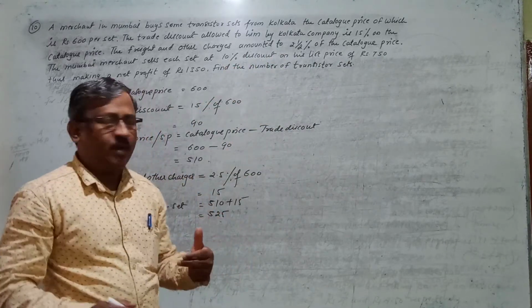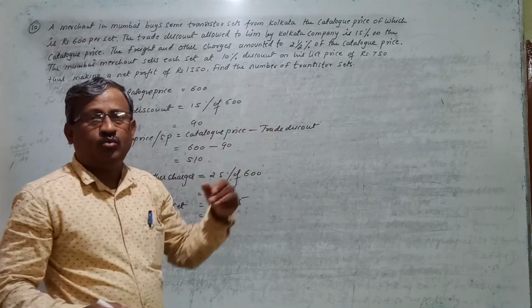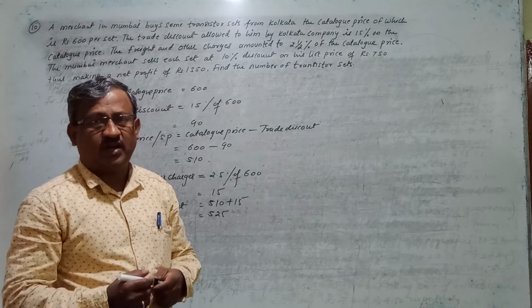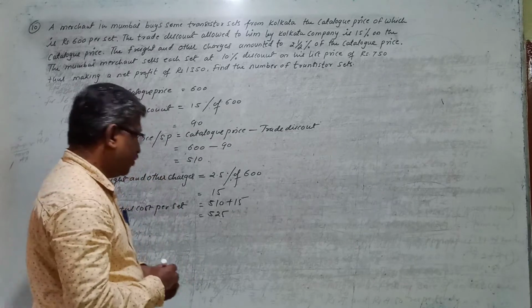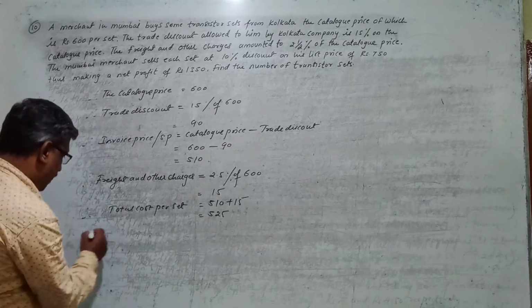So if the Mumbai merchant has fixed the price at 750 and is giving 10% discount to his customer, what do you have to find? We have to find out at what price he is selling the transistor set to his customer. So now we have to determine the selling price of whom? Of the Mumbai merchant.